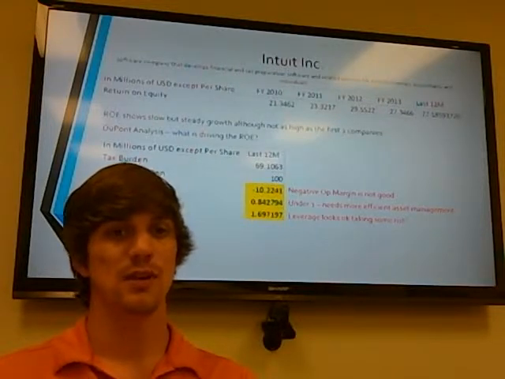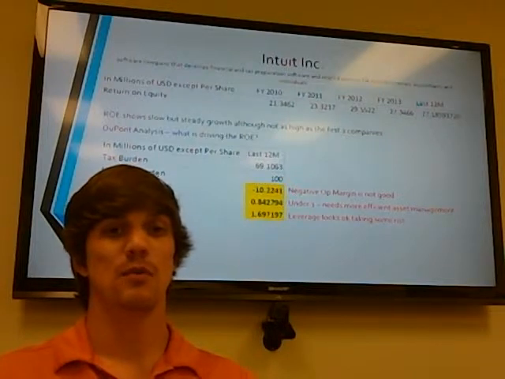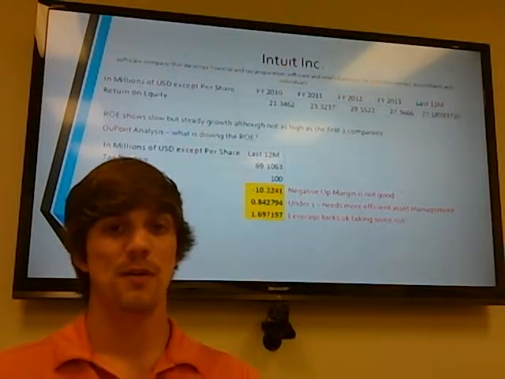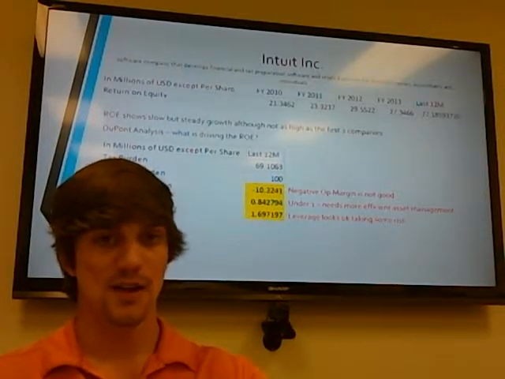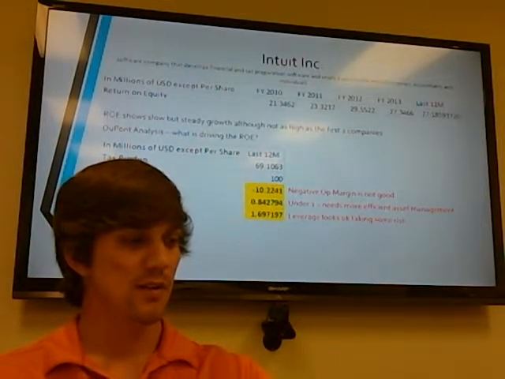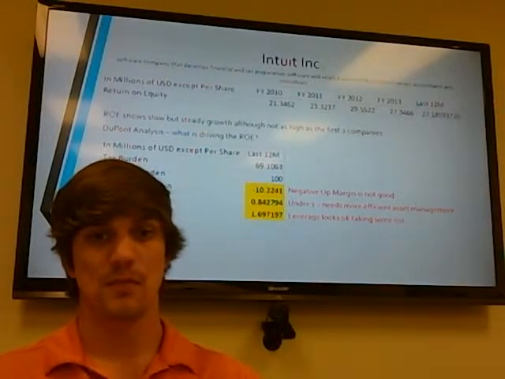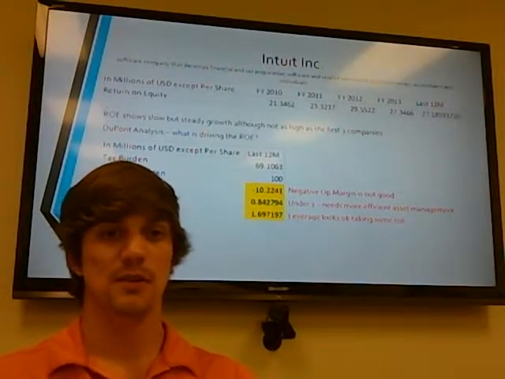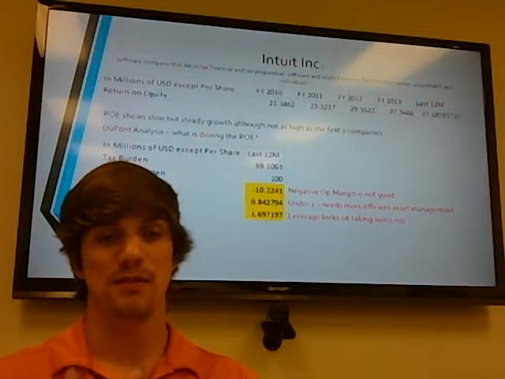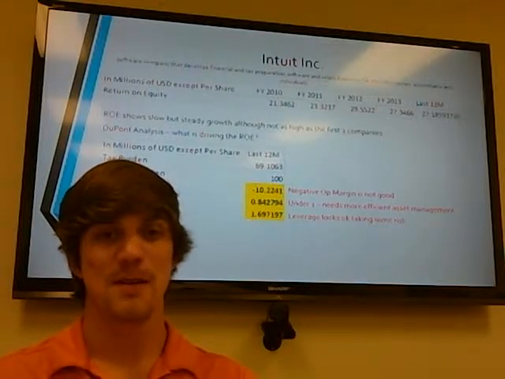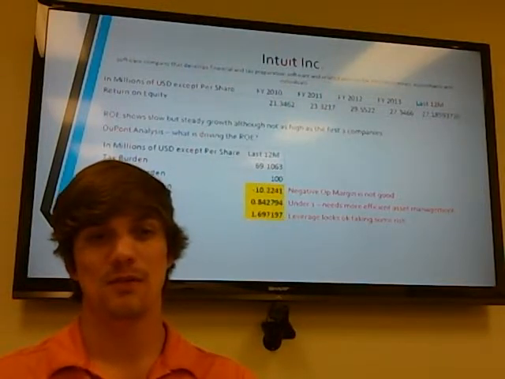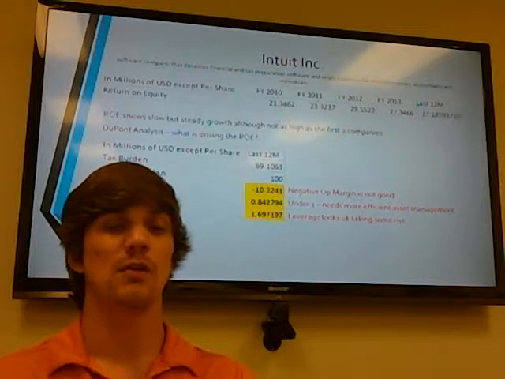Now, if you look at their DuPont analysis breakdown, look at their operating margin as -10. Now, this -10, it's not good at all. Also, their asset turnover is under 1. They're not managing their assets correctly. They need to be more efficient, and their equity multiplier does look okay.